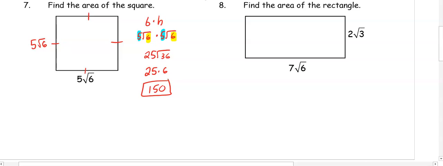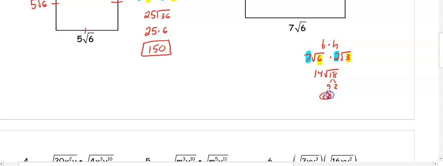When we're finding the area of a rectangle, we're doing the same thing, base times height, but we're going to have 2 different sides now. So we're going to multiply 7 root 6 times 2 root 3. On the inside, we're multiplying 6 and 3, and on the outside, we are multiplying 7 times 2. So when we multiply, we get 14 root 18. We can break 18 down into 9 and 2, 3 and 3. So our pair of 3's is going to multiply with 14, and we have a 2 left over. So that simplifies to 42 root 2.